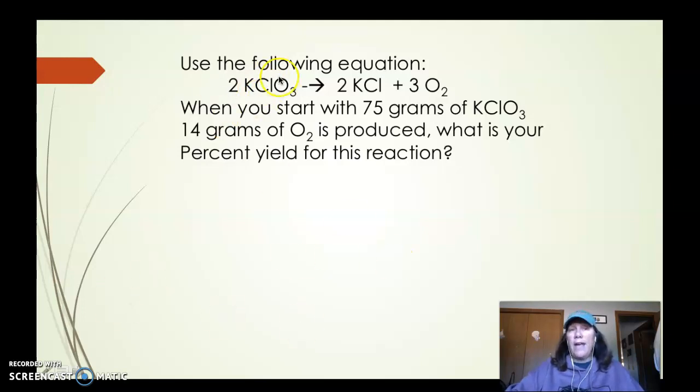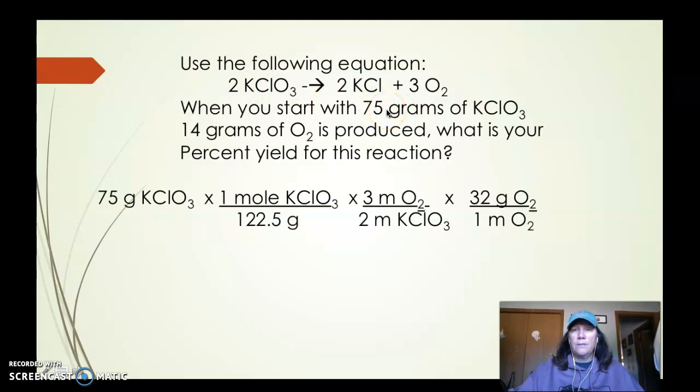So you start with the reactant, in this case 75 grams of KClO3. Okay, I'm going to change it from grams to moles. So this is the mass of KClO3, 122.5. I'm sorry I didn't write KClO3. It's just hard to get it all in on one line. Anyway, so I've gone from grams to moles.